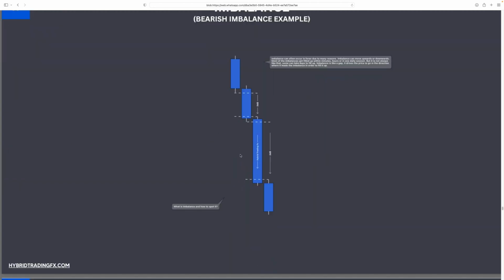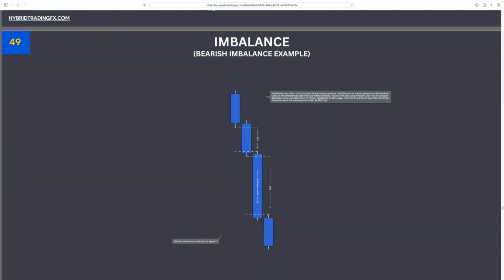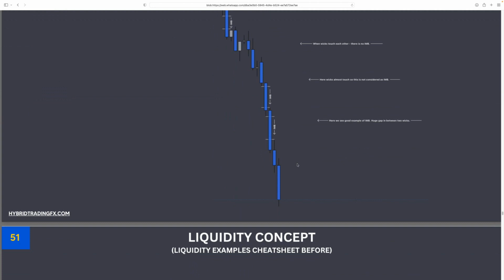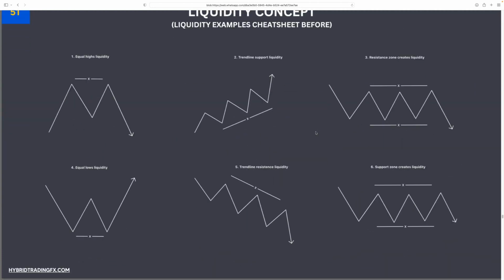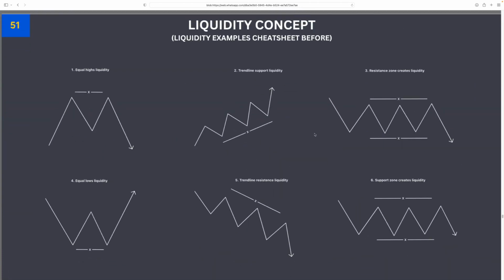You have bearish imbalance right here, guys. Basically the same thing. Go ahead, open it up and study it. And this is the liquidity concepts, and I want to stop here. I want to leave liquidity for the next video because we do not have a lot to go through, but I think liquidity and another concept that we have down below should be broken down in the next video. So yeah, that's basically it for this one, guys.